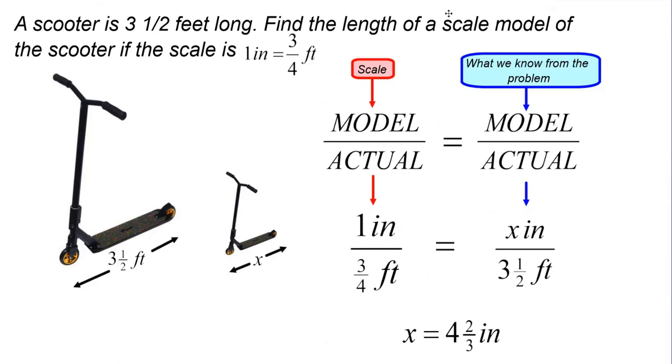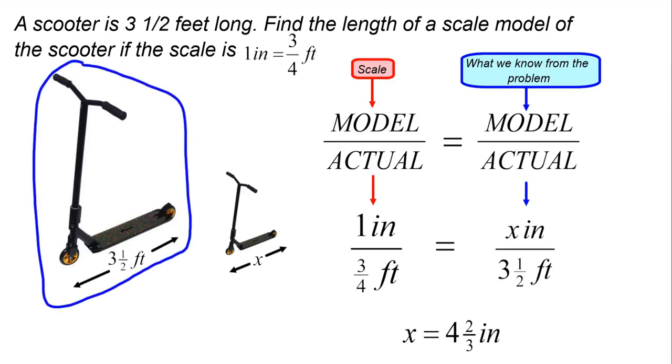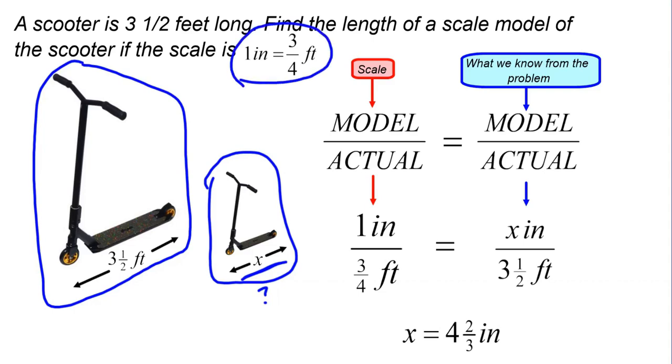Let's take a look at another example. A scooter is 3.5 feet long. Find the length of a scale model of the scooter if the scale is 1 inch equals 3/4 feet. So here we have the actual scooter, and we know it's 3.5 feet long. And then we've got a smaller version of it, and we want to know how long that scooter would be if the scale is 1 inch equals 3/4 feet.